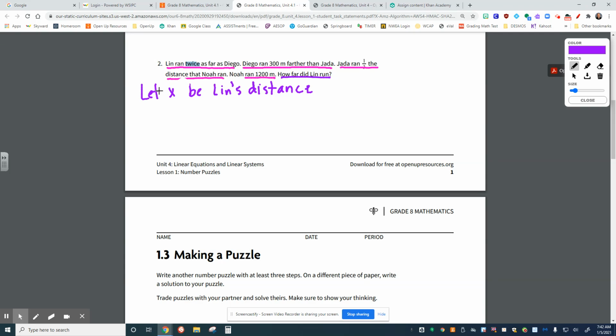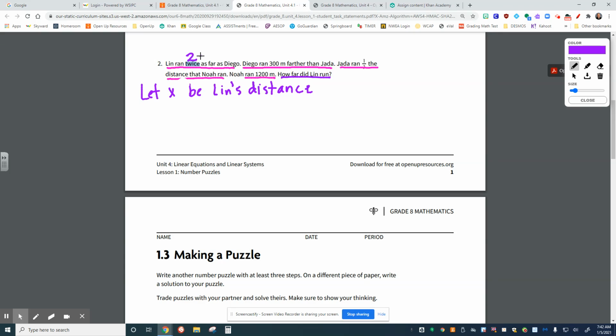So when we talk about Lynn running twice as far as Diego, we can see 2 times further than Diego. But I'm not going to put 2x because we know how far Diego ran. If I put 2x, I'm saying twice as far as Lynn, and I don't want that. Diego ran 300 meters farther than Jada. Jada ran half the distance that Noah ran. Noah ran 1,200 meters. How far did Lynn run?